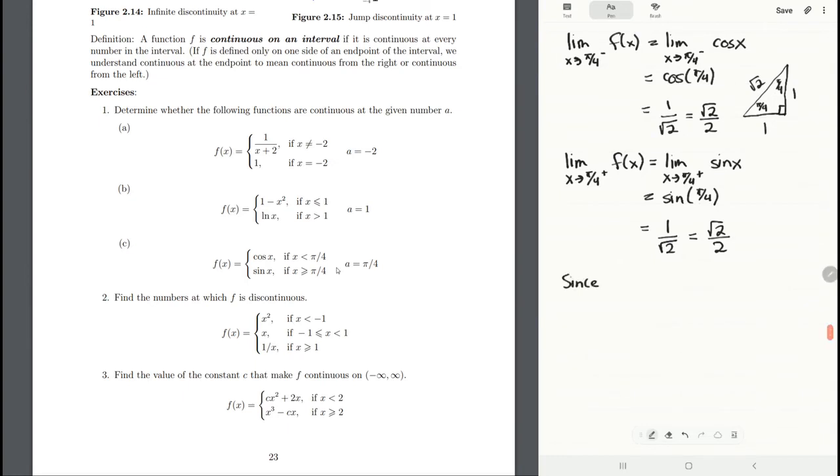So now since the left-hand limit is equal to the right-hand limit, then the two-sided limit as x approaches pi over 4 will be equal to the square root of 2 over 2.